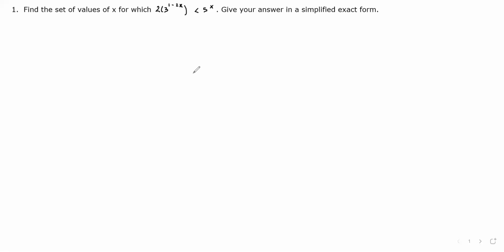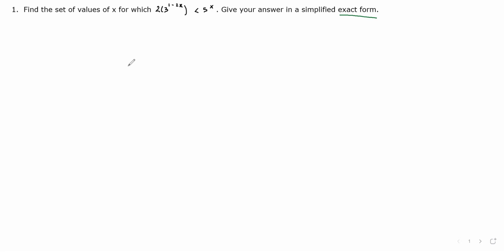We discussed question 1 and question 2 for A-level Pure Mathematics 3, paper 3, May and June of year 2020. Question 1. We are given an inequality: 2 times 3 to the 1 minus 2x less than 5 to the x. We need to find the set of values of x which satisfy this inequality, and the answer in simplified exact form, so no decimals.